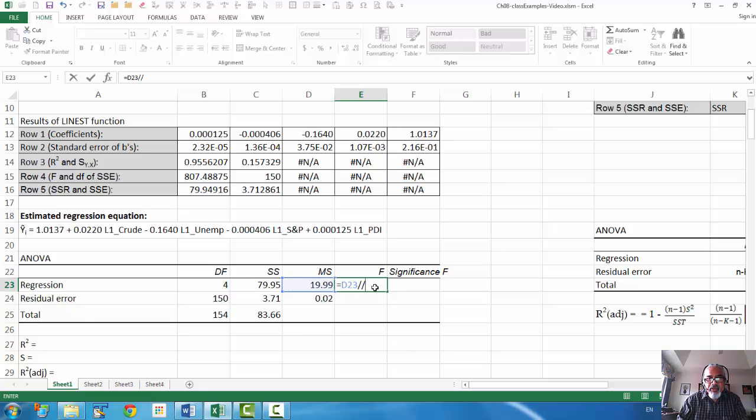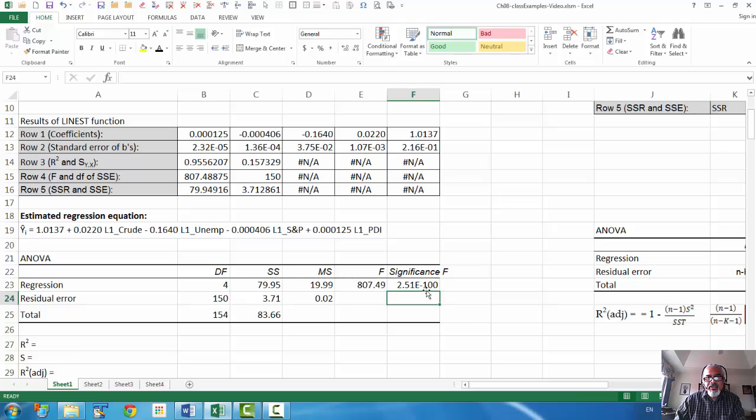Now the F value is MSR divided by MSE. And significance of F is the p value, and that is F.DIST.RT. The inputs are the F value and then the 2 degrees of freedom, like that. We'll talk about the significance of F, or p value, a little later. Let's make that into a percentage. So it's nearly 0.